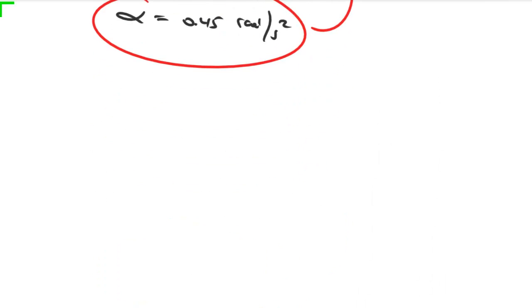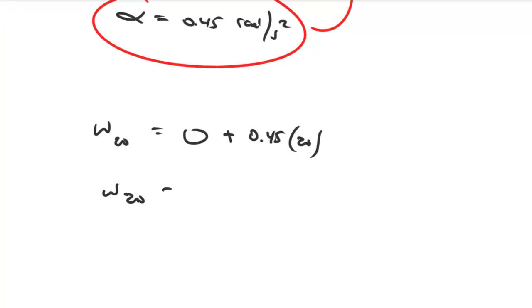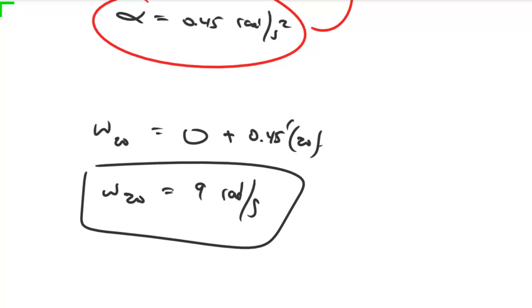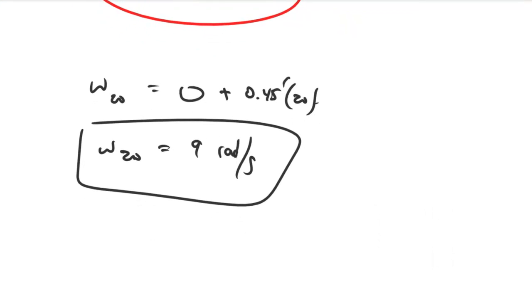And we have the angular velocity after 20 seconds, omega 20, is equal to, it started out at rest, 0 plus 0.45 times 20. This is 0.45 radians per second squared in 20 seconds, so we'll end up with radians per second, and it's 9 radians per second. This is how fast it would be rotating, this rotational velocity, after 20 seconds of pushing with a constant force.